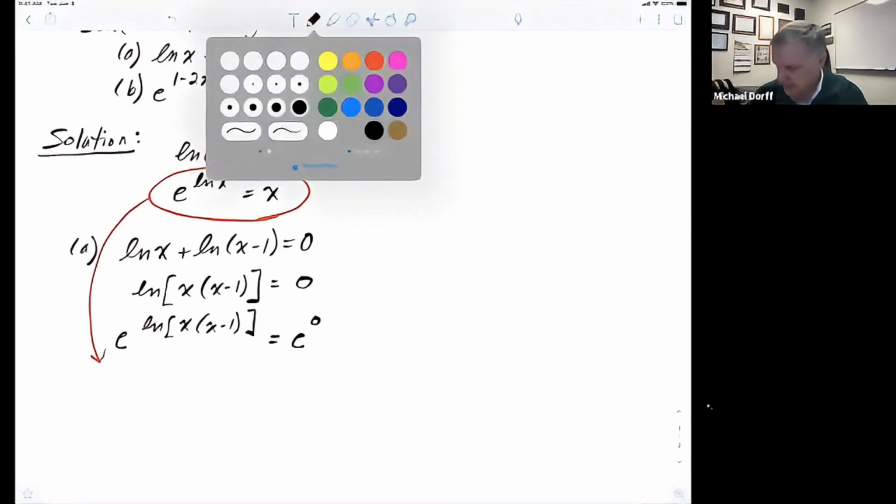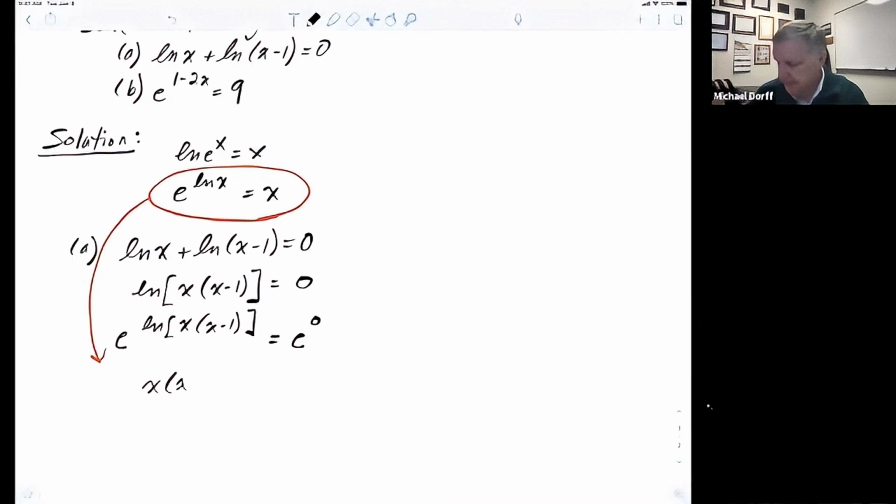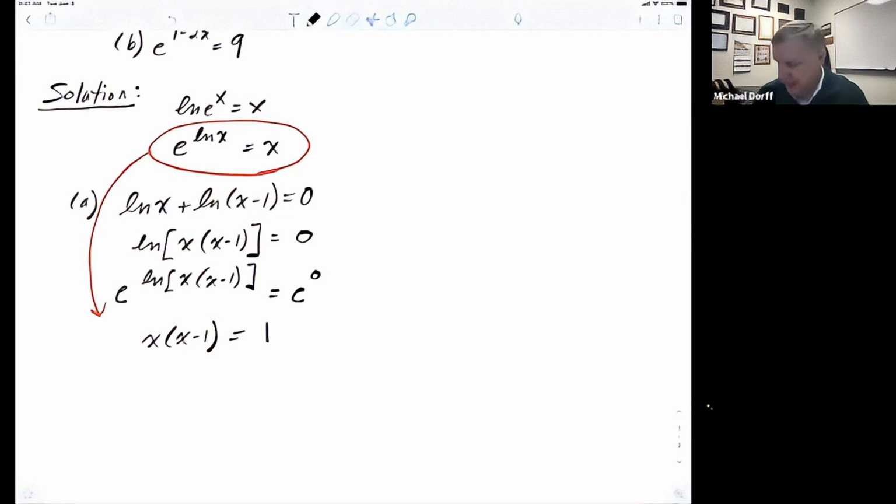What I now get is x times (x minus 1). The e and the natural log undo each other. And on the right side, I get e to the 0, and e to the 0 is just 1. So that looks a lot nicer to me. I'm going to multiply on the left side through by the x. So I get x times x to get x squared, x times a negative 1 to get negative x, and that equals 1.